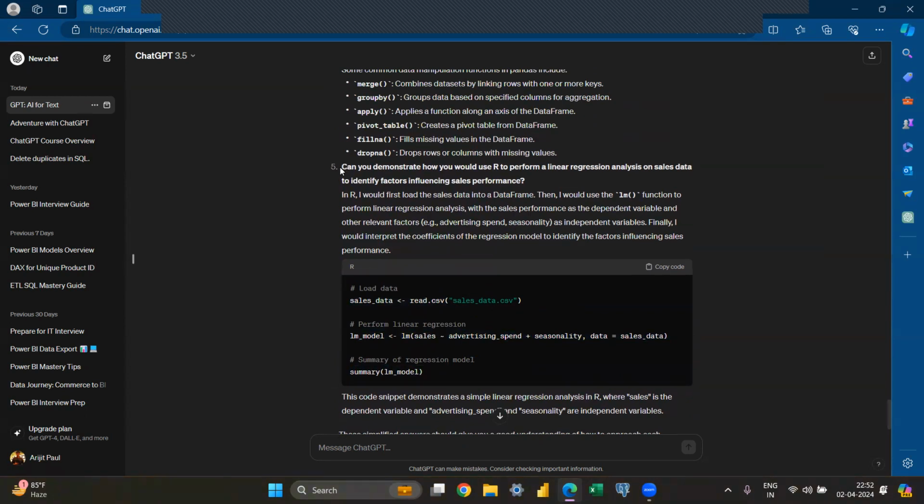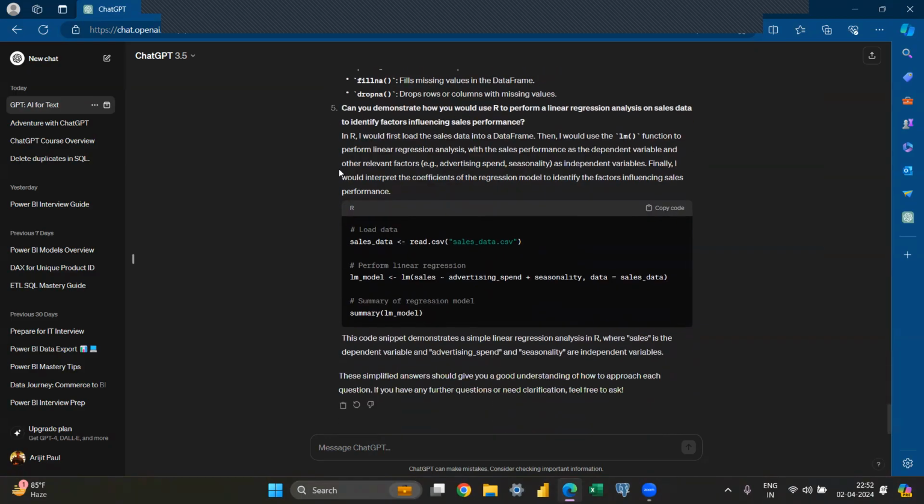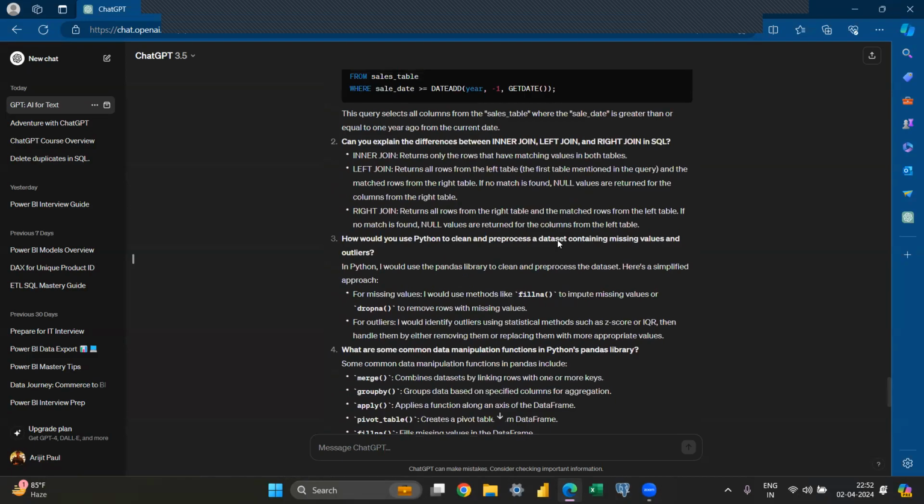Here it's giving us a question: can you demonstrate how you would use R to perform a linear regression analysis on sales data to identify factors influencing sales performance? So it essentially gives us an answer. I would first load the sales data into a data frame. Then I would use this function, and it also shares a code snippet. And this is very important, very interactive. It gives a summary in the end and comments on it as well.